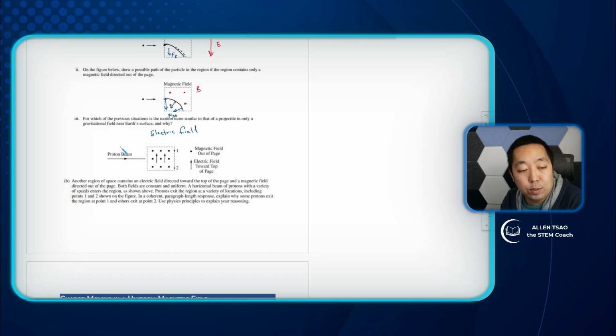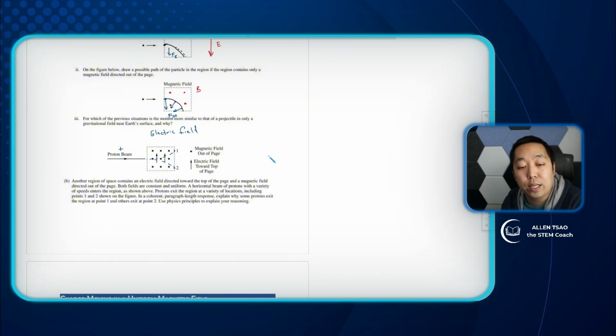We have a proton beam. These are positive charges. And we have an electric field towards the top of the page, magnetic field directed out of the page. Both fields are uniform, and a horizontal beam of protons with a variety of speeds enters the region. Protons exit the region at a variety of locations, including points 1 and 2. In a coherent paragraph, explain why some protons exit the region at point 1. So why do some go up here like this, some come down here like this?